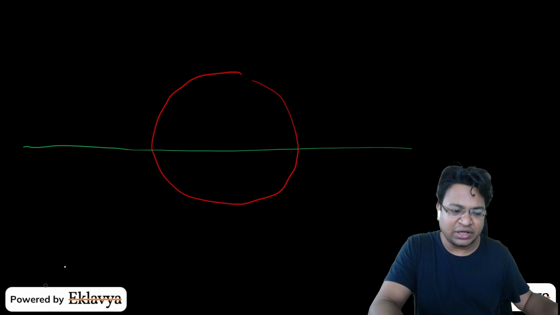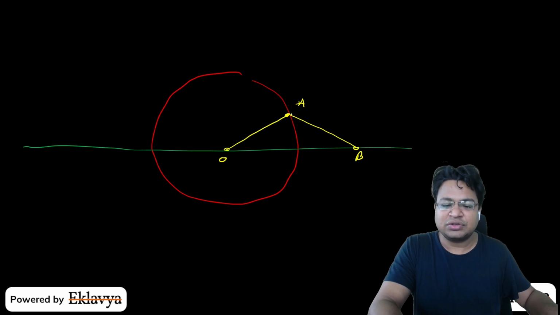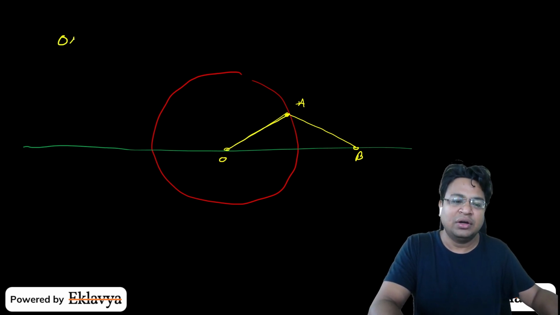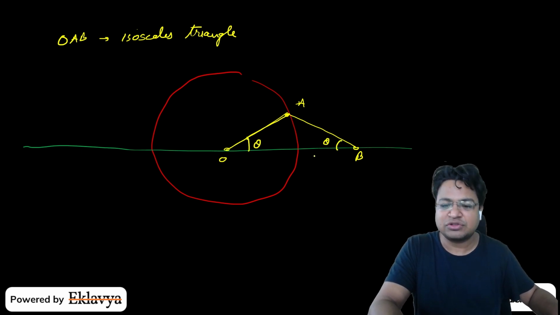Okay, at some instant, let's say A was here. Let's say B was here. So this is B, this is A, this is O. Now OA length is the same as AB length. So at any instant of time, OAB will constitute an isosceles triangle, which basically means that if this length is L, and this angle is theta, then this angle will also be theta.